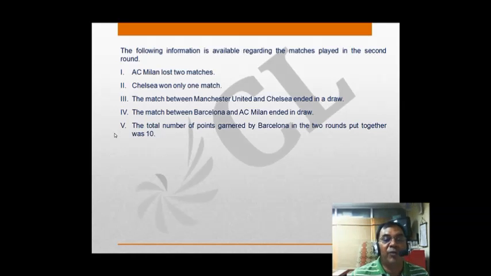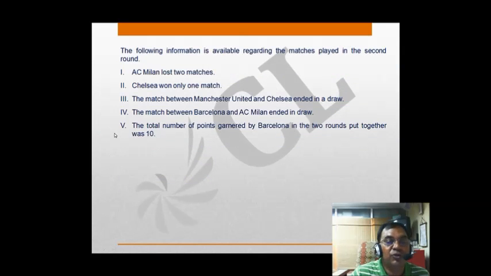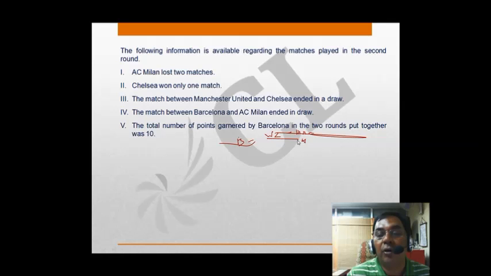The total number of points garnered by Barcelona over the 2 rounds put together was 10. Last we know that it got 1 point. So we'll go back. Barcelona drawn 2, drawn 4, 1, 2, that means it won against everything. AC Milan lost 2 matches. Chelsea won only 1 match. That means Chelsea ended in a draw.